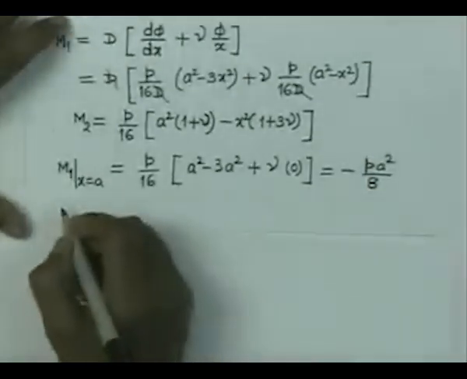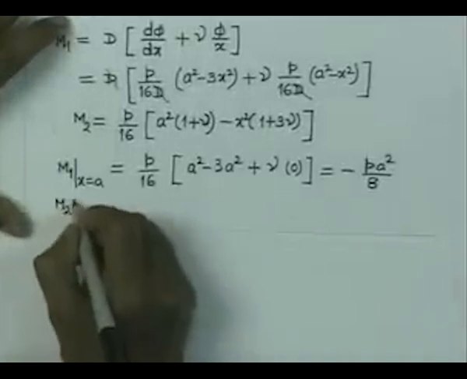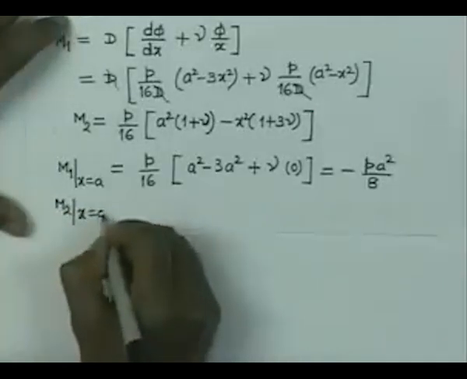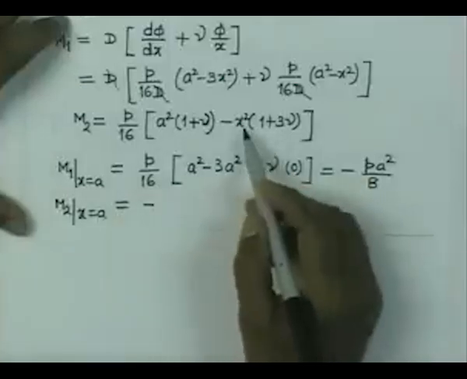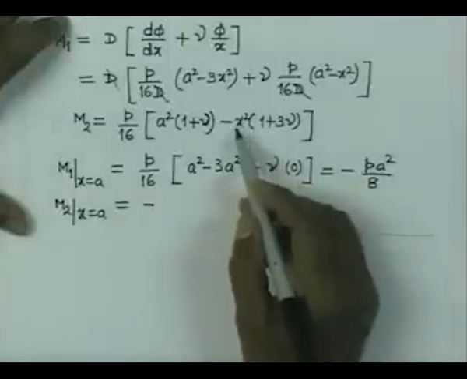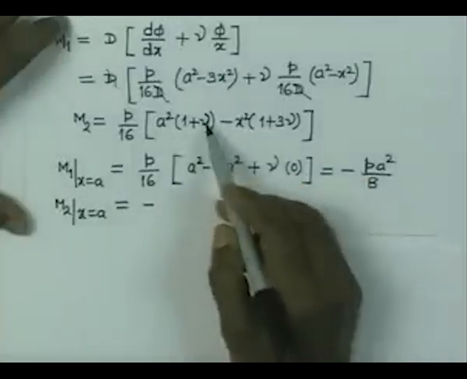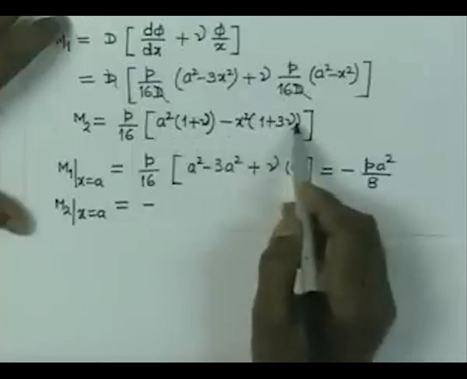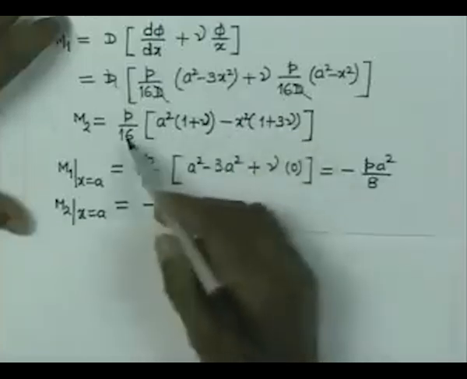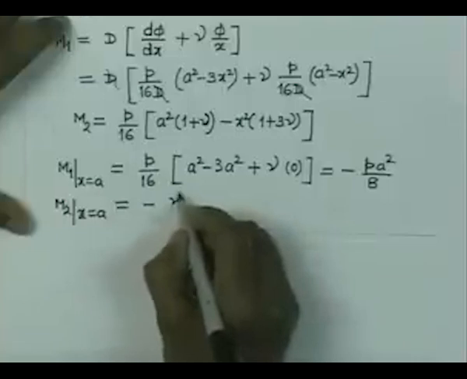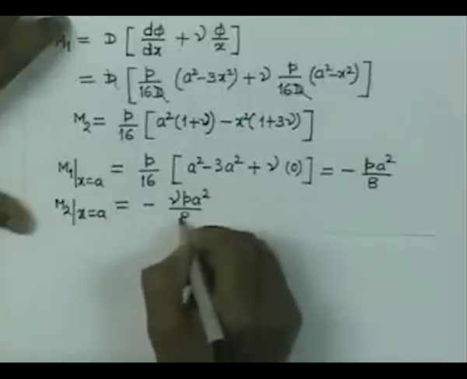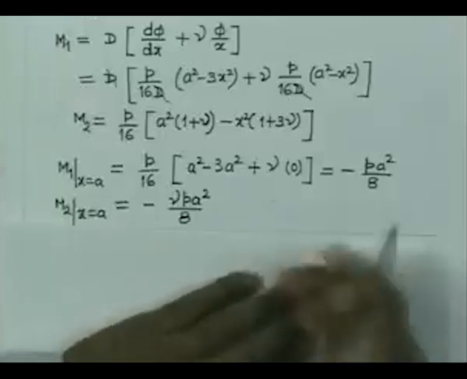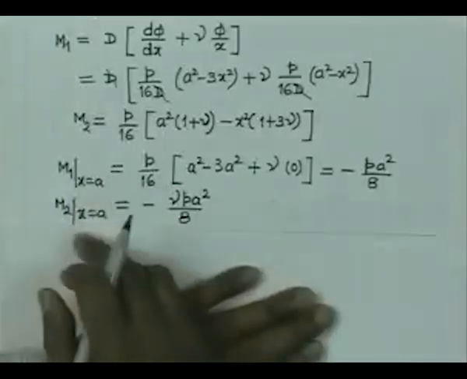Similarly, M2 at x is equal to a: here x is equal to a, so we will have this term cancelling. Here it is nu and it is 3 nu, so we will be left with 2, and 2 will cancel with this 16. So, therefore, we will have nu P a square by 8. So, these are the bending moments at the end of the plate.